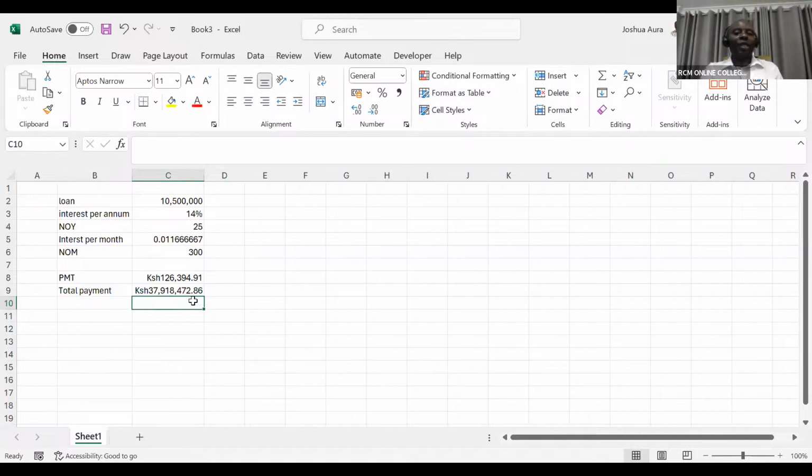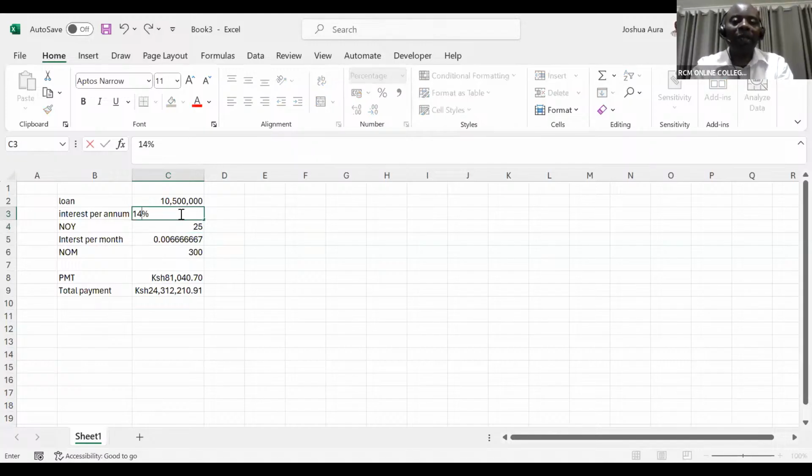So the question is, is mortgage good or bad? Remember, even if they were to vary this interest a little bit down, for example, if your company bargains and you have it at 8%, you will pay 24 million. You'll pay more than double. So let me go back to my 14%.